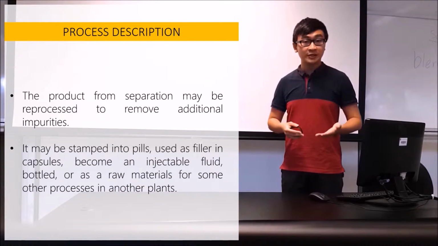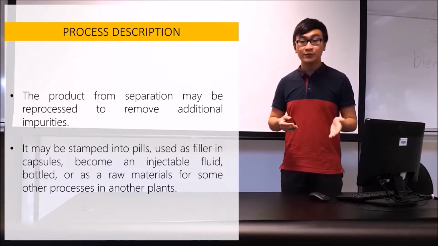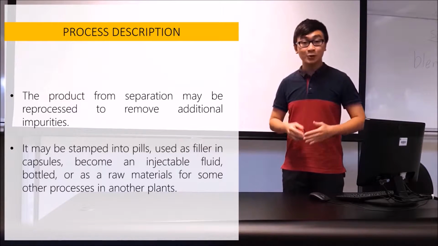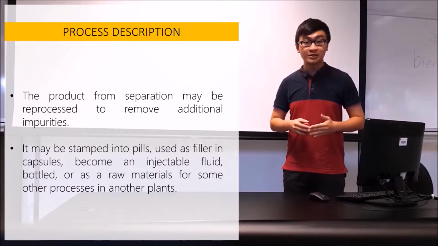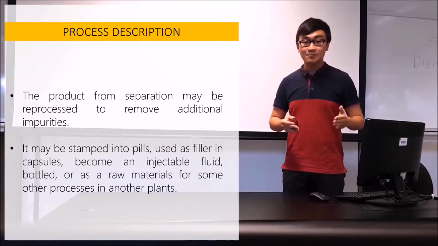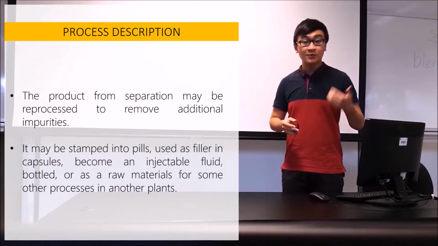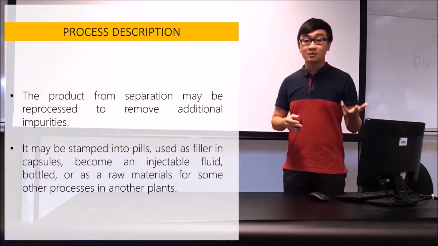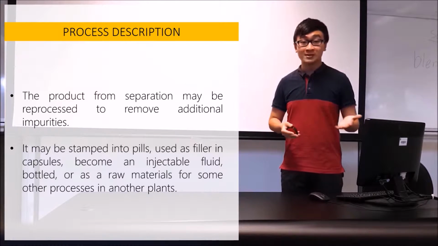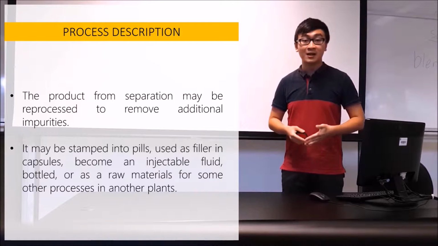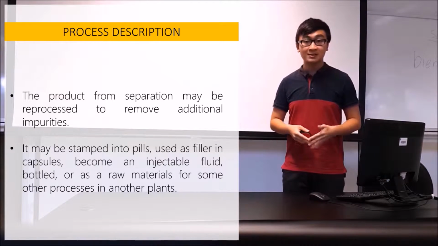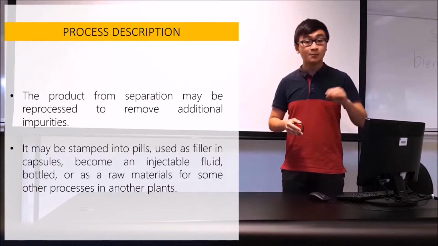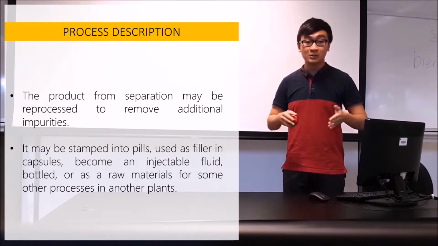Lastly, the product from separation may be reprocessed to remove additional impurities, where it may go through additional mixing and separation steps. After that, it may be stamped into pills, used as the filler in capsules, become injectable fluid, bottled, or used as a raw material for some other processes in some other plants. After final processing into the desired form or product, it will be packaged and shipped to other plants as raw material or to be sold to consumers.